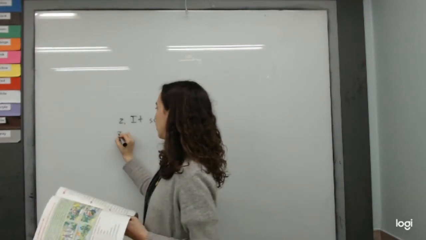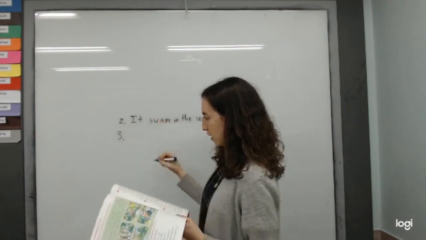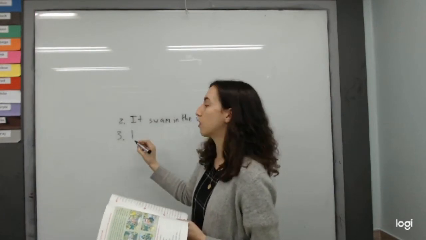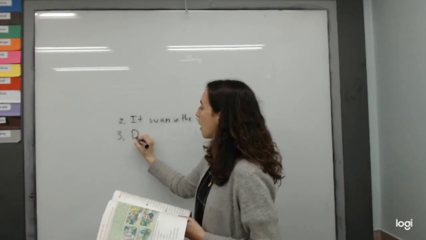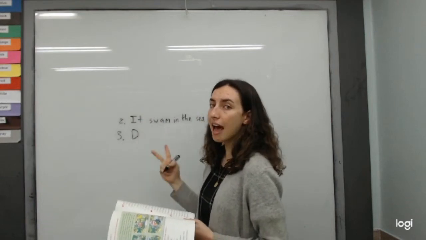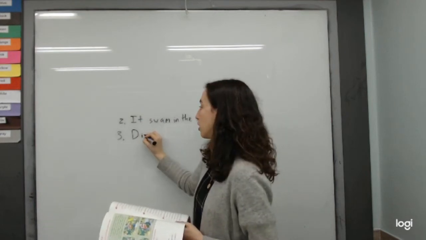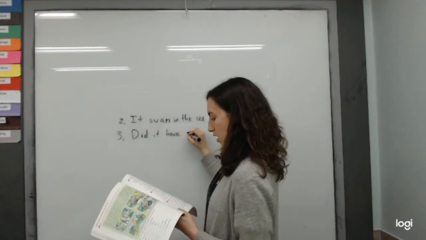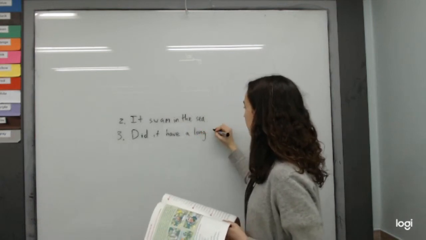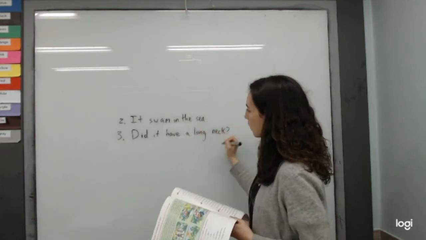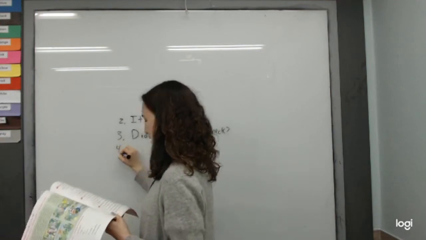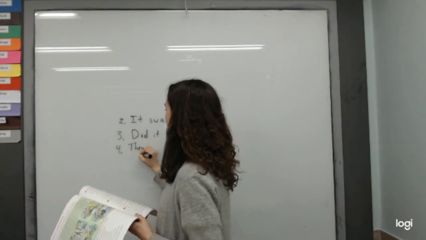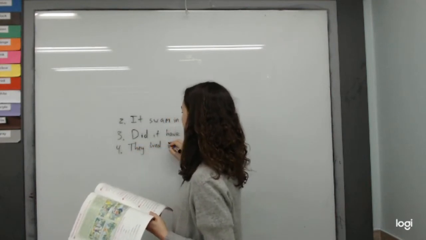The next one, number three, does it have a long neck? So we have to change the first verb. Remember, only the first verb changes. So we don't say, does it had, because had is the second verb. First verb changes, did. Did it have a long neck? Next question. They live in caves. So past tense, they lived in caves.